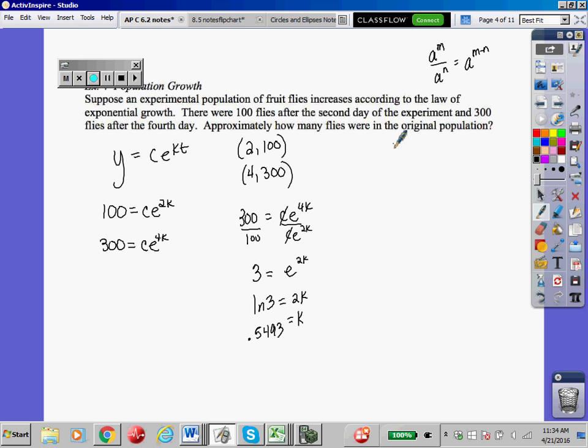Okay, so now this is y equals CE to the 0.5493 t power, but I've stored it. Now I don't know C. Okay, I don't have C yet. I can take either of the two original points I have. There's a T and a Y. If I plug in the T and the Y, I can find C. So this is 100 equals CE to the 0.5493 power times 2.